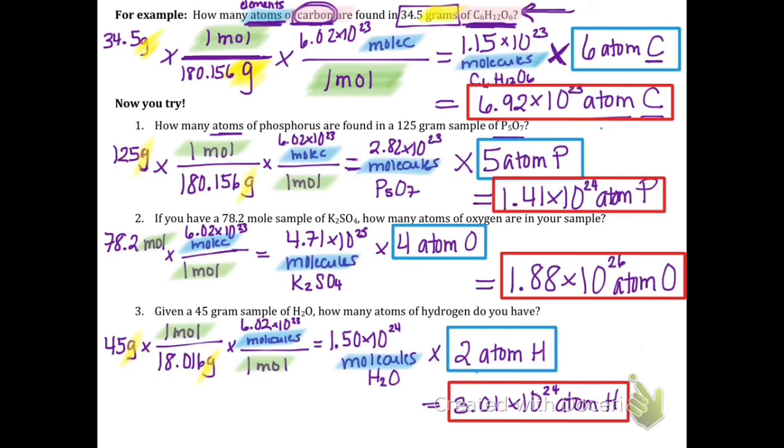All of the answers are here in red boxes. Basically these 3 problems, number 1, 2, and 3, were just like the example that we did earlier, where it started out with a compound, but it asked for a single element. It started with P5O7, but then it wanted just phosphorus. It started with K2SO4, but it just wanted oxygen. It started with H2O, and it just wanted hydrogen.